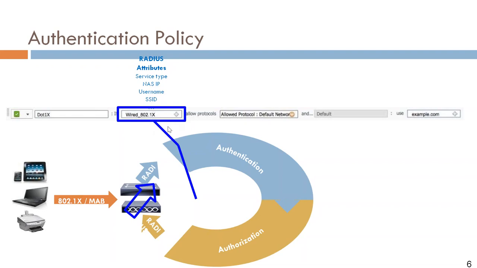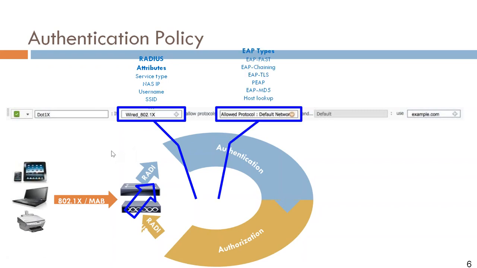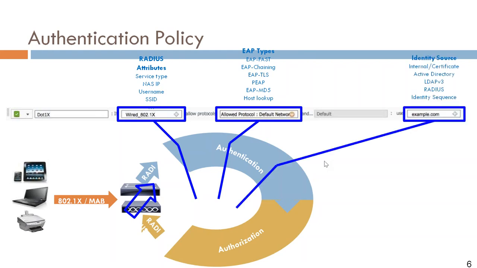If you click here on the plus sign, you have options like wired 802.1X, wireless 802.1X, MAB, wired MAB, wireless MAB. All these options you will get if you click the plus sign. Then allowed protocol. Although we are checking default here, you have options. Inside default network, you can check. If you go inside your ISE, you can check whether it is EAP-FAST, EAP chaining, EAP-TLS, PEAP, EAP-MD5, etc. You have a long list of protocols for authentication.